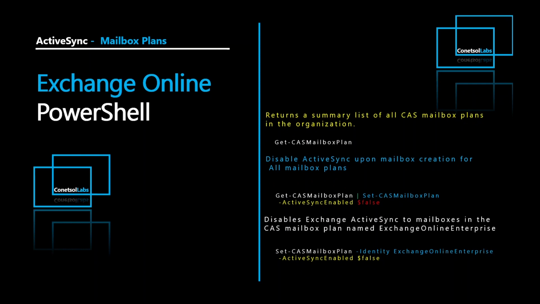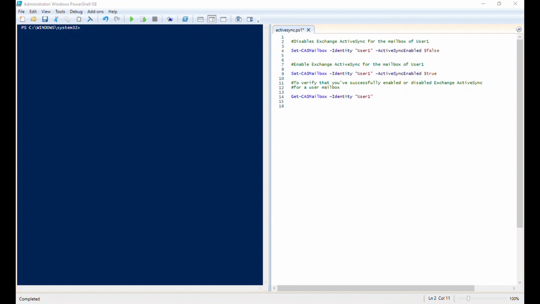Now let's move to our lab exercise. I have launched Windows PowerShell using Run as Administrator, and I have already connected to Exchange Online PowerShell. If you don't know how to connect to Exchange Online PowerShell, don't worry, I have already prepared a video on how to connect to Exchange Online PowerShell using multi-factor authentication or without MFA. You can find that video link in this video's description. Now let's start executing these commands.